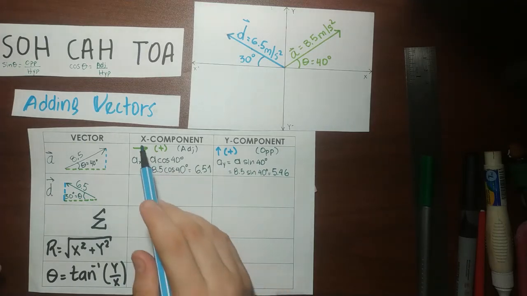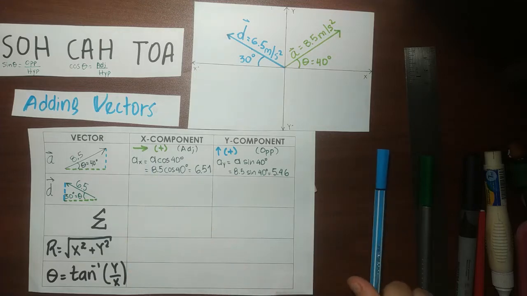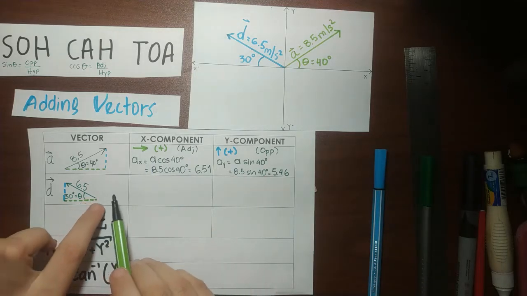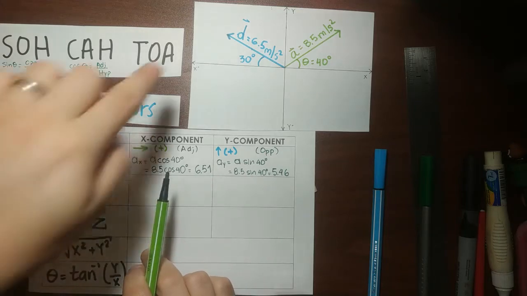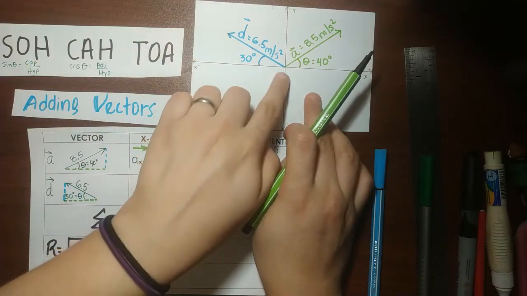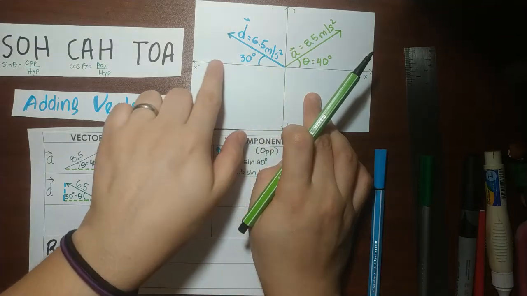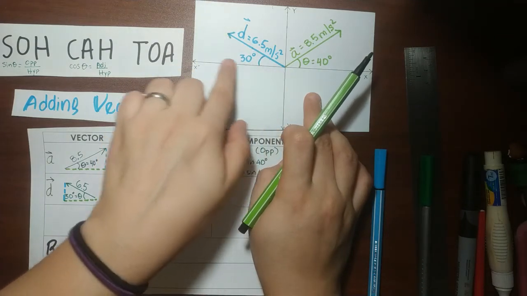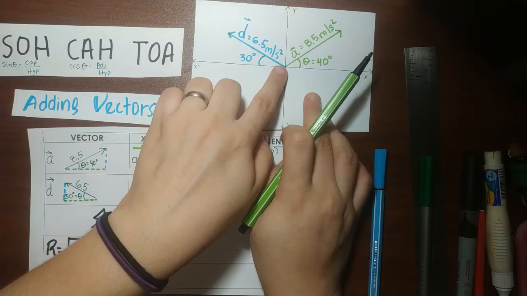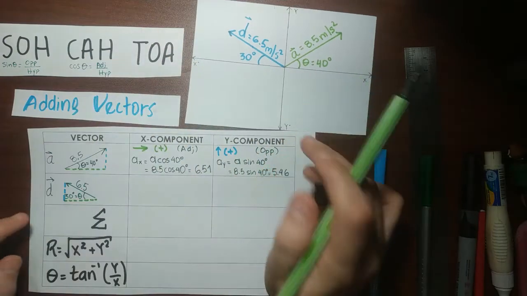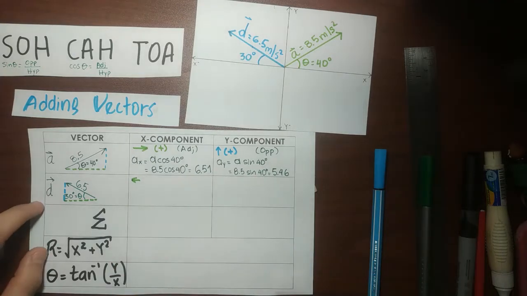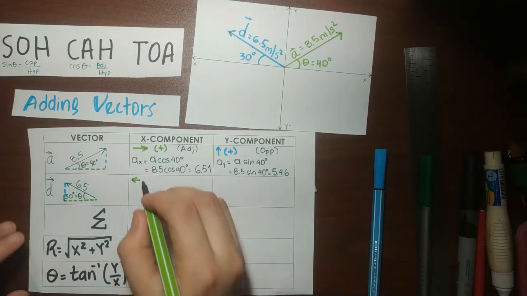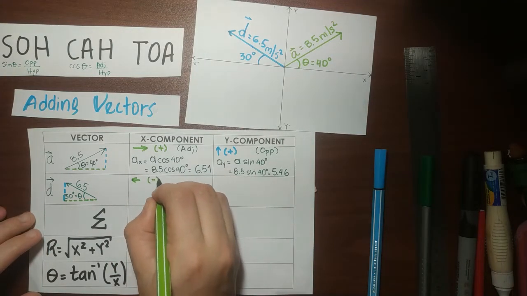Now, where is my x component going? As you can see, my x component is the one that is over the horizontal axis, and it's pointed to the left. So we say, okay, our x component is going to the left. As it is going to the left, the sign is negative.